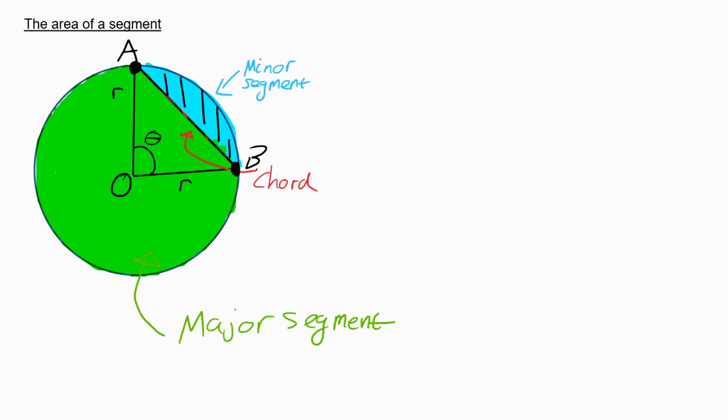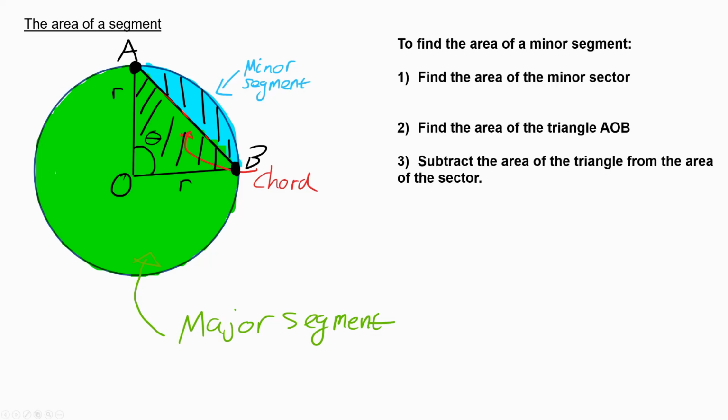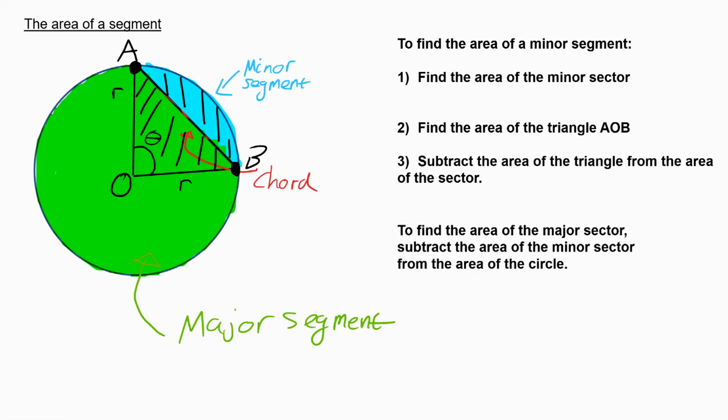To do this, we simply work out the area of the triangle here using half ab sine C, and then subtract from the area of the sector. To find the area of the major segment, we subtract the area of the minor segment from the area of the circle.